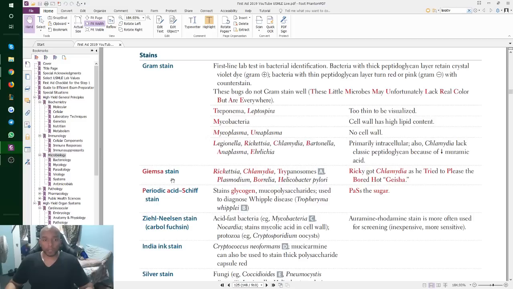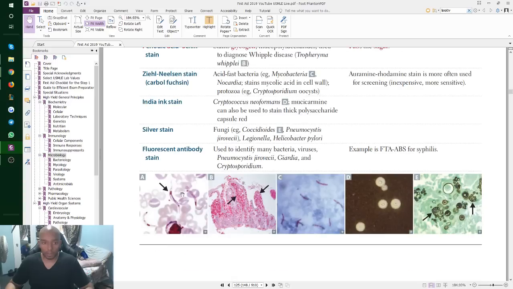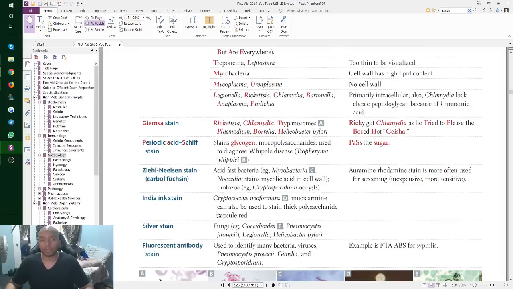Next up is Giemsa stain. You're going to see that in the question. If you see Giemsa, they're probably talking about Rickettsia, Chlamydia, trypanosomes, of which there are many. So you can see this is what Giemsa stain kind of looks like. It's got almost a gram thing going on. It's really pink, purplish pink.